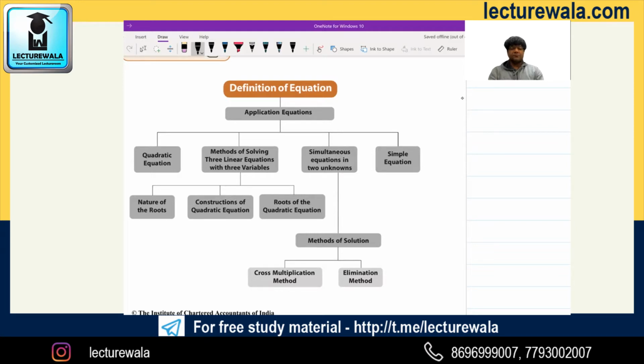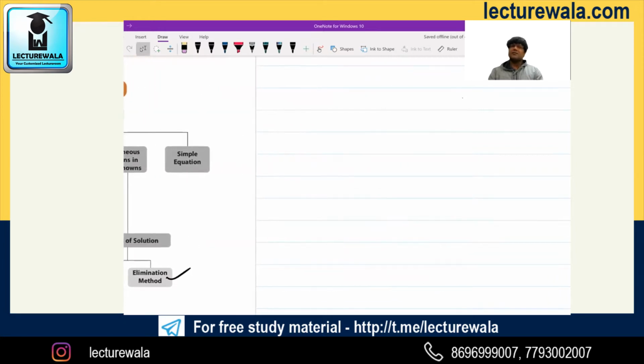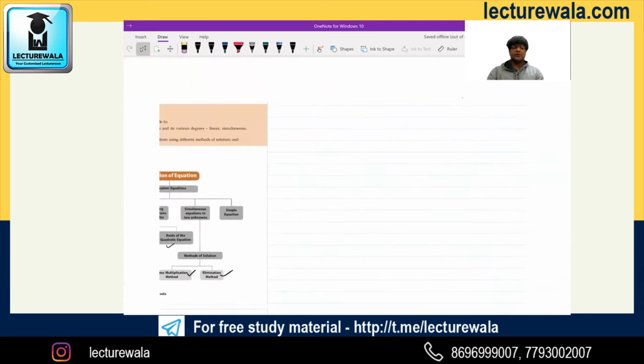Quadratic equation: nature of roots, construction of quadratic equation, roots of quadratic equation. And for the simultaneous equations, two methods: cross multiplication method and elimination method. And that's all about this chapter. Very easy chapter, guys. Actually, you have done those things in class 6 and 7. Quadratic equation is extra.